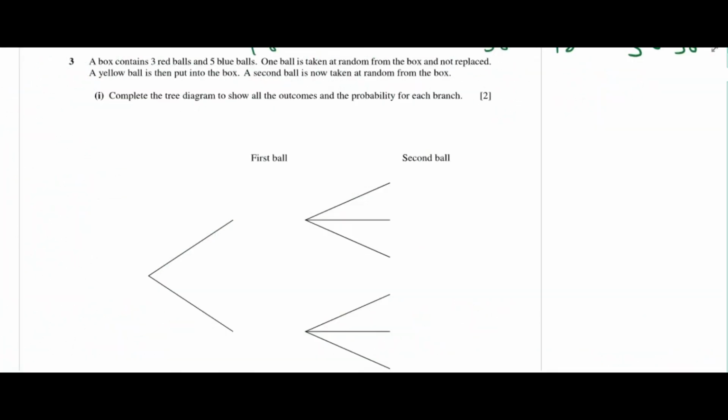In this question, we are given 3 red balls and 5 blue balls. A ball is taken and it's not being replaced, and then a yellow ball is put into the box. The second ball is taken from the box. Now we have to complete the probability diagram.